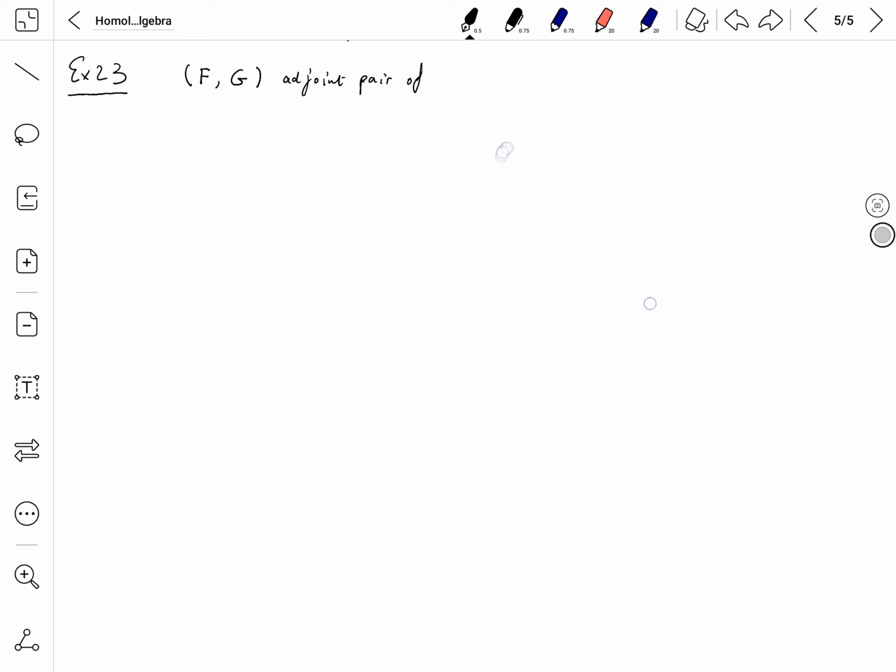Suppose F, G is an adjoint pair of functors between categories C and D. Recall that being an adjoint pair means that the bifunctor is isomorphic, as a functor, to the bifunctor on category C.